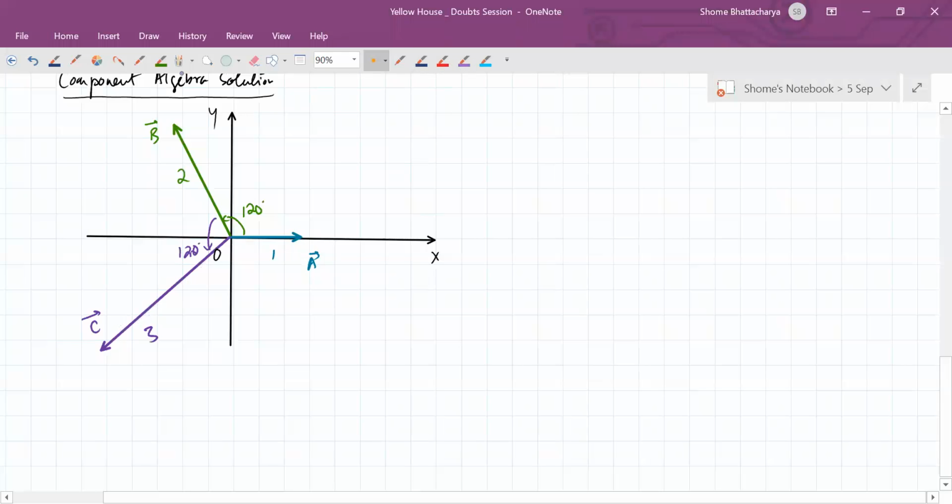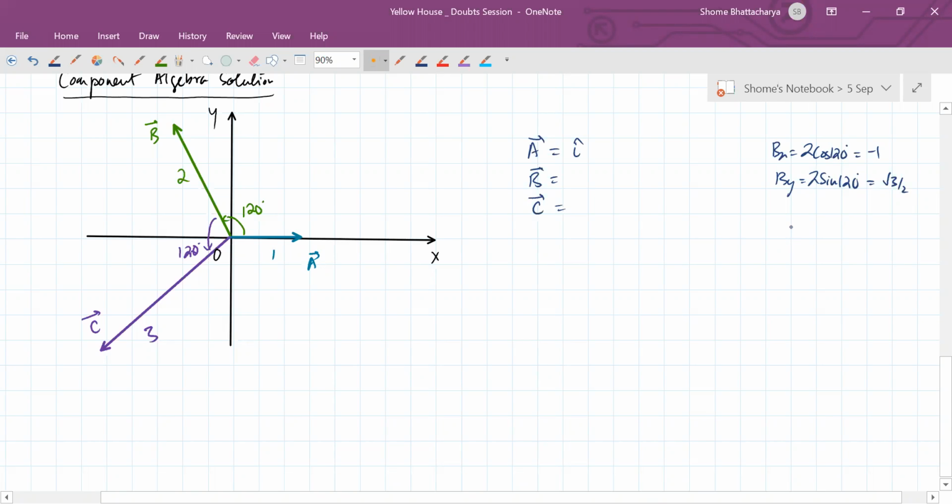So now you can see that you can write A, B, and C in individual component form. So the vector A is just I cap. The vector B, how will we write? So for that you can see B's x component is 2 cos 120. So that's minus 1. And B's y component is 2 sine 120. So that is root 3 by 2. Now write B in component form. Similarly, write C in component form.